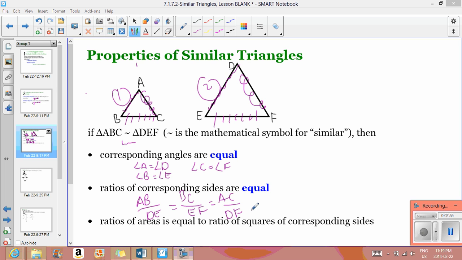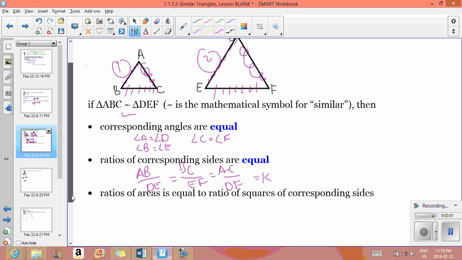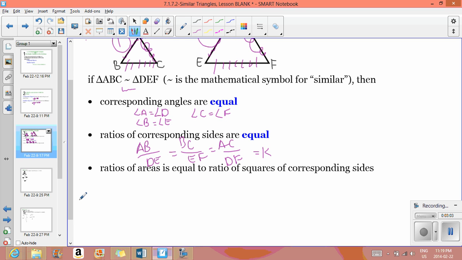So if we were to say that this ratio here equals K, if you did the two sides divided by each other, we can actually compare the areas of the two triangles here. So we can actually say that the area of triangle ABC over the area of triangle DEF can be compared by taking the ratio squared. So this can help us to determine the area of either of the triangles.